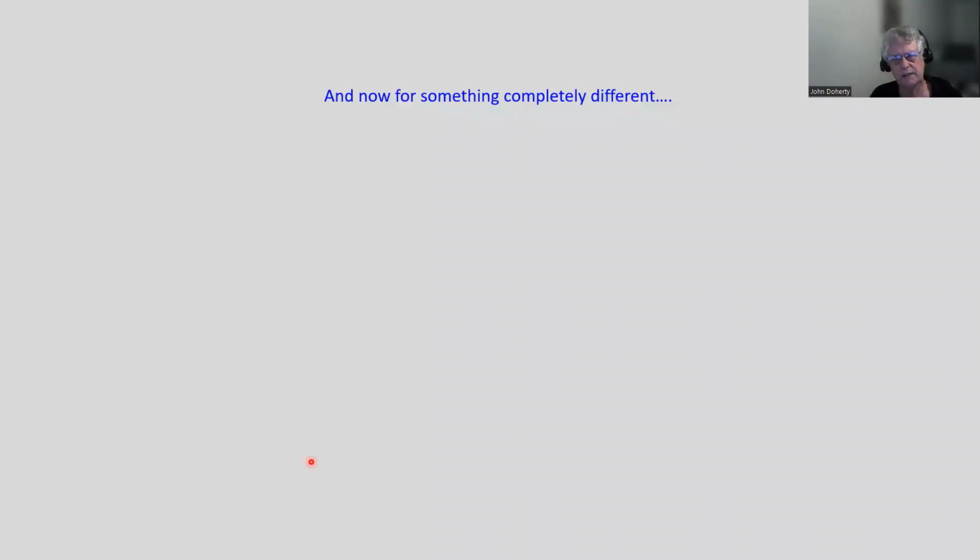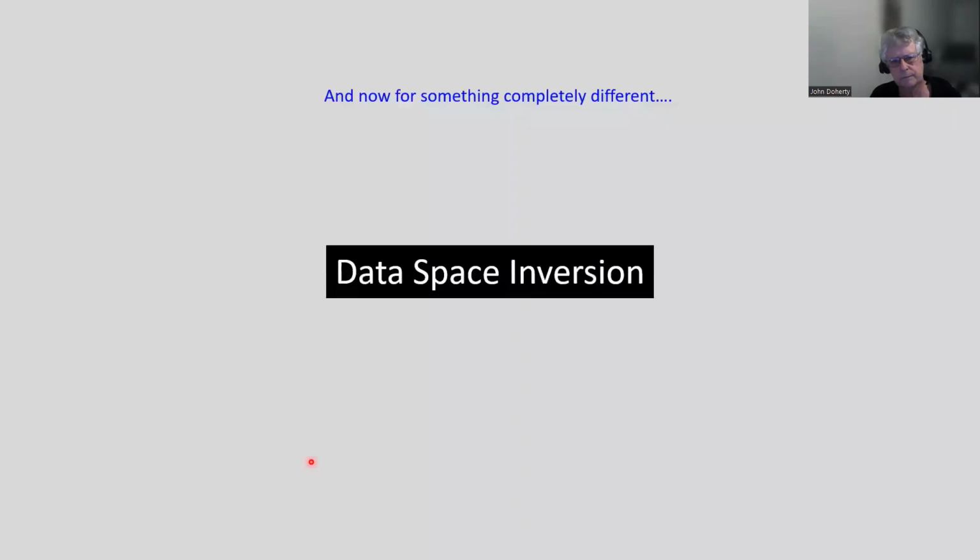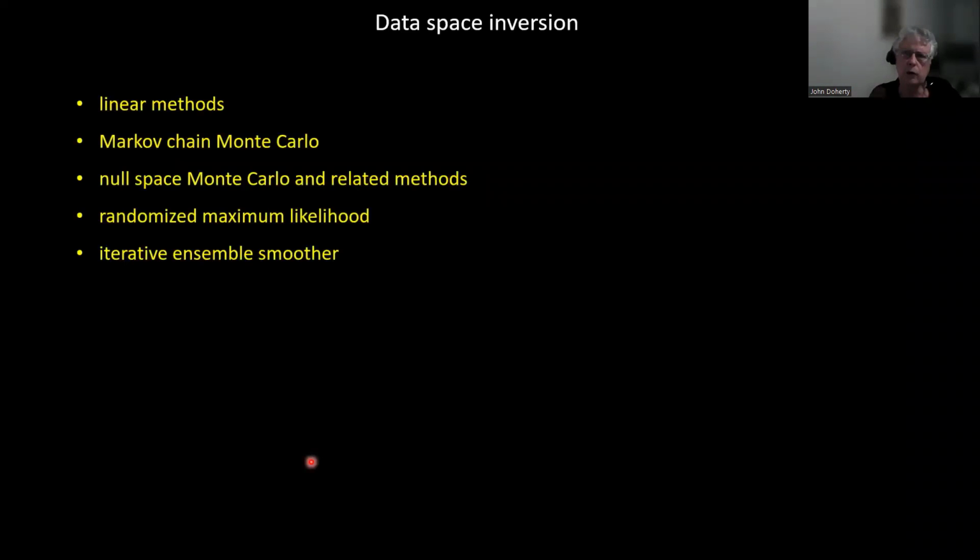Okay, nearly finished. But before we finish, I just want to talk about something completely different: data space inversion. Now, this method's been used a little bit in petroleum, and I think it's got enormous potential in our industry. In all the methods we've been talking about so far, implied in their use is the fact that if we're going to quantify and reduce the uncertainties of the prediction, we've got to quantify and reduce the uncertainties of parameters.